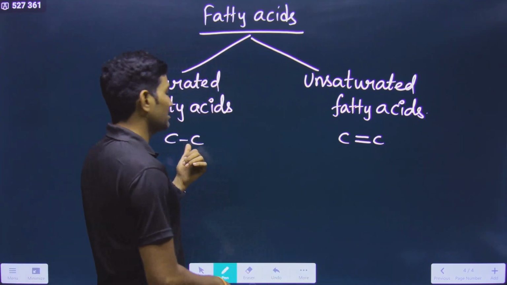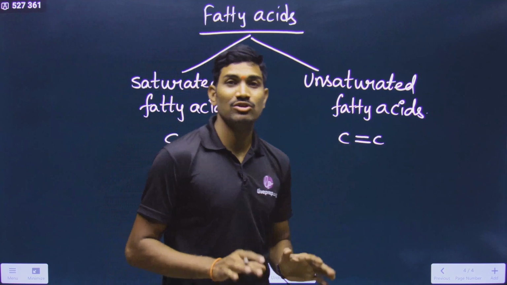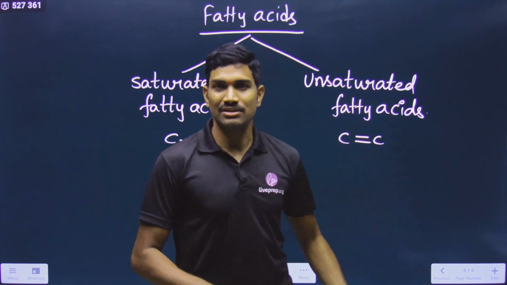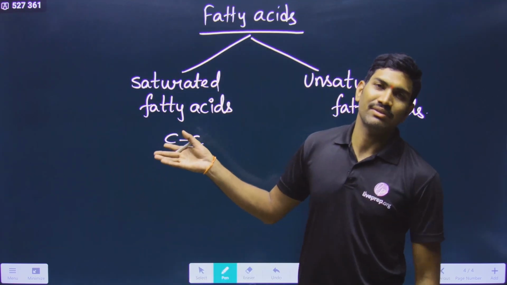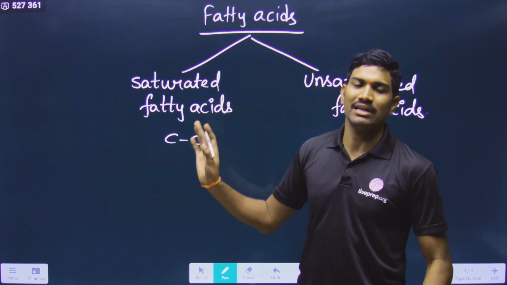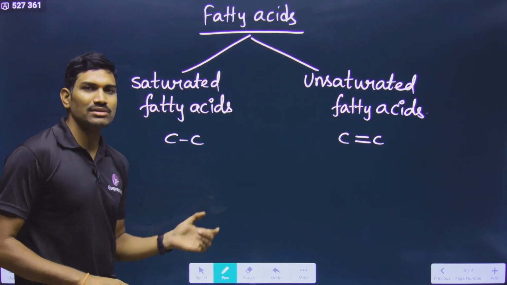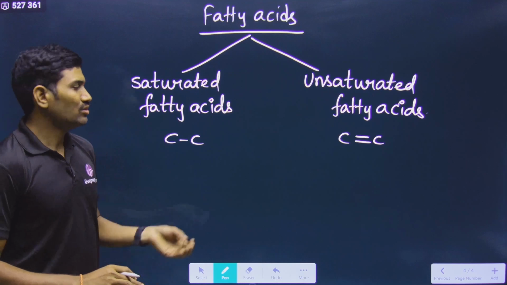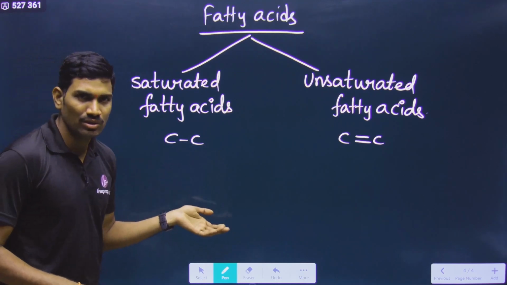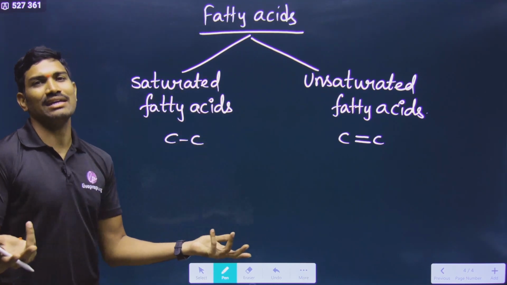If all the carbons have single bonds, carbon-carbon single bonds, only sigma bonds are present. Here this is the sigma bond. Here, along with the sigma, a pi bond is also present. That's why these are unsaturated, but these are saturated fatty acids. So in the case of saturated fatty acids, double bonds are not seen. All the bonds between the carbons are single bonds only. So all these are sigma bonds only. That's why it is called a saturated fatty acid.